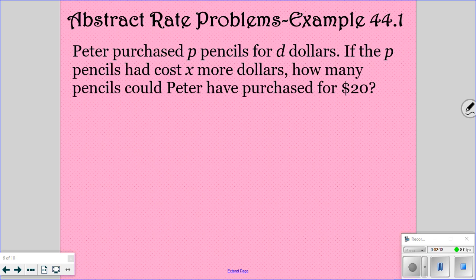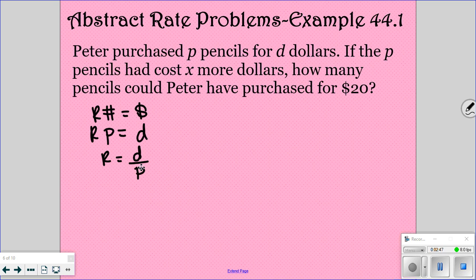So let's look here. Peter purchased P pencils for D dollars. So we're going to start off by finding a rate there. We're never going to know the rate to start with. They tell us that we purchased a number P and our amount was D. So our rate is D over P.